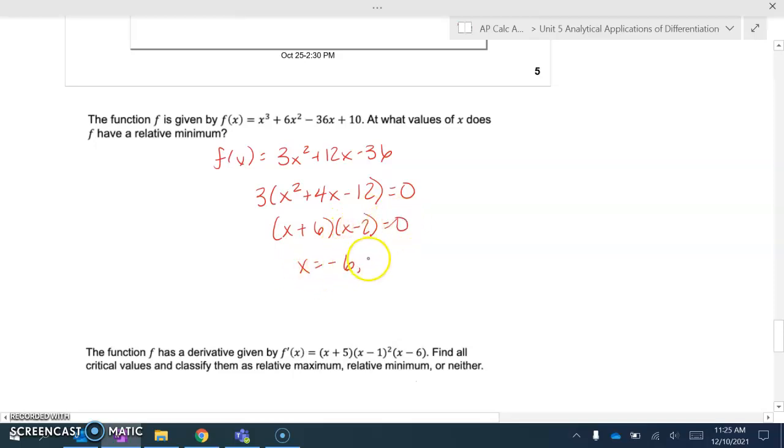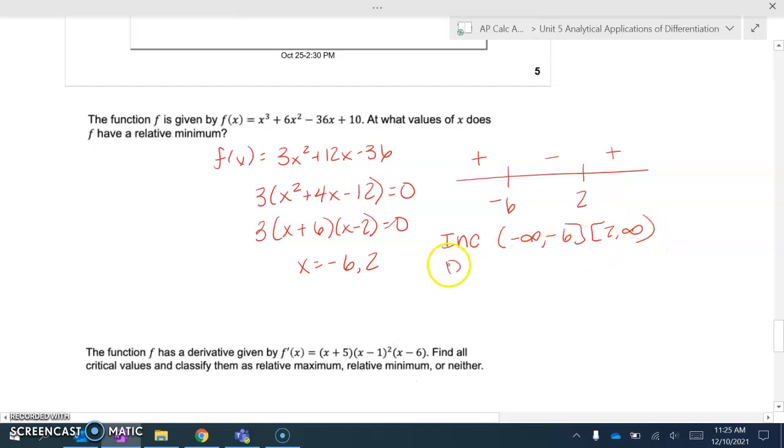So I get points negative 6 and 2. So if I line those up, find where I'm increasing and decreasing. I'll leave this to you to try in your derivative here, but it's going to turn out positive, negative, positive. So it didn't ask about increasing and decreasing, but you can see we're increasing from negative infinity to negative 6, 2 to infinity, decreasing in between those. And if we're increasing then decreasing, we have a relative max at x equals negative 6. Okay, and we have a relative min, which is what it asked about, at x equals 2.